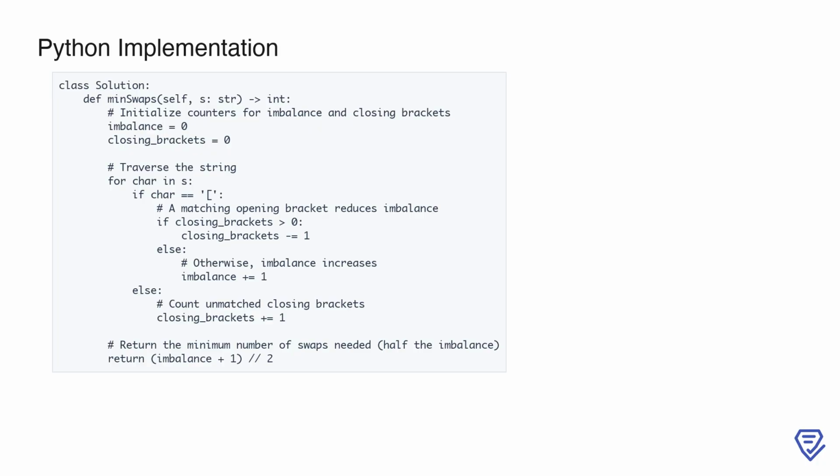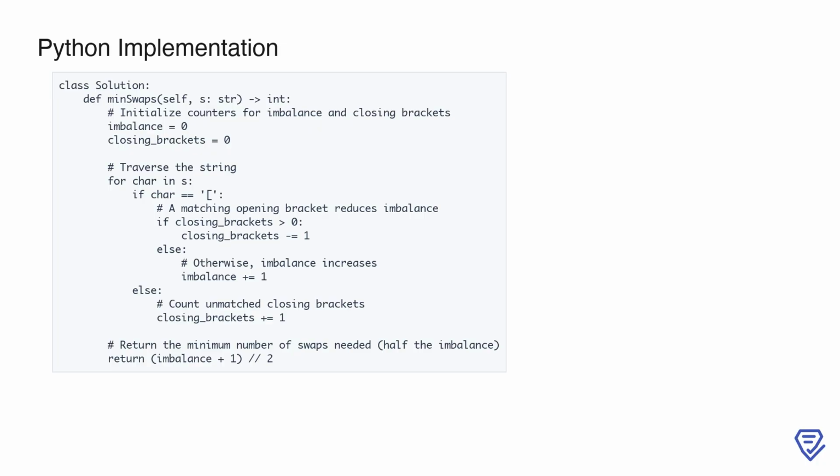As we iterate over the string S, if we encounter an opening bracket, we check if there are unmatched closing brackets, closing_brackets > 0. In such a case, this opening bracket can balance one of the unmatched closing brackets, so we decrement closing_brackets. If no unmatched closing brackets exist, we increase the imbalance counter, as this is creating an imbalance. If we encounter a closing bracket, we simply increment the closing_brackets counter, as it represents an unmatched closing bracket. At the end of the traversal, the imbalance variable will hold the total number of unmatched closing brackets that cannot be balanced by any opening brackets directly.